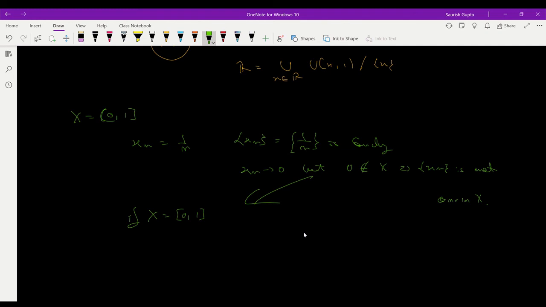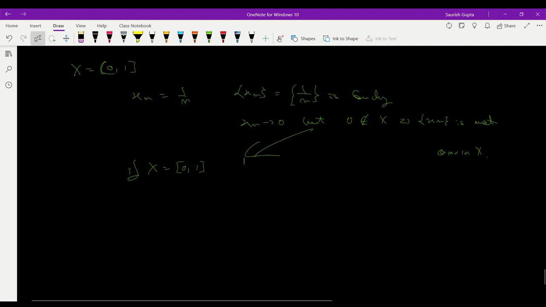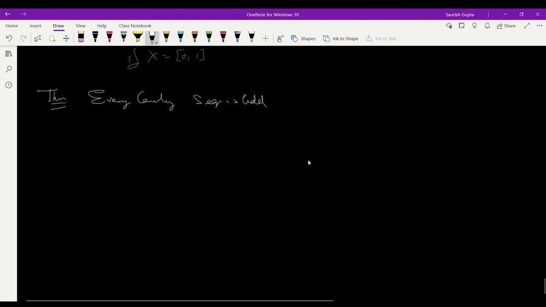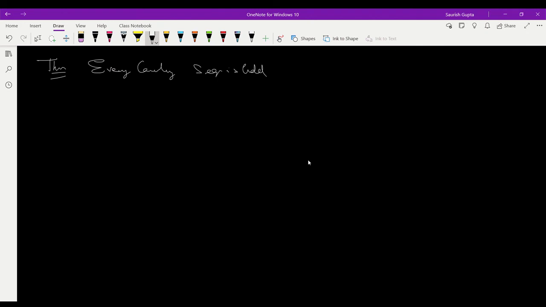So now we move on to the last proof of today's lecture, that is: all Cauchy sequences are bounded. Last theorem: every Cauchy sequence is bounded.